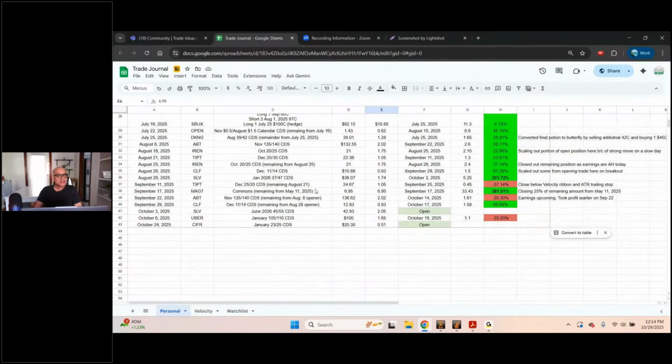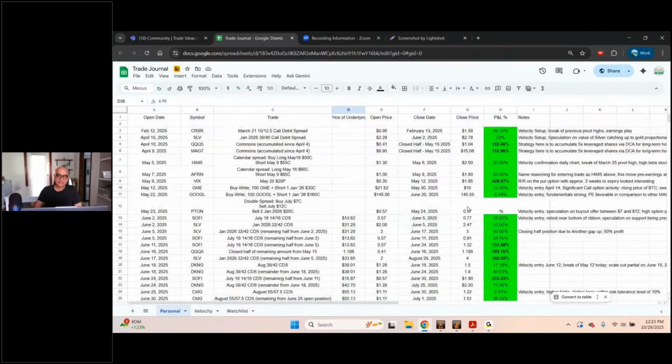Most recent was on the 17th of September. Remember the purchase price, $6.95, ended up selling for $33.43. So these two trades here on QQQ5 and Mag 7, and we'll show you exactly why we got into those, have been very, very significant contributors to the overall portfolio this year for me and for the group.